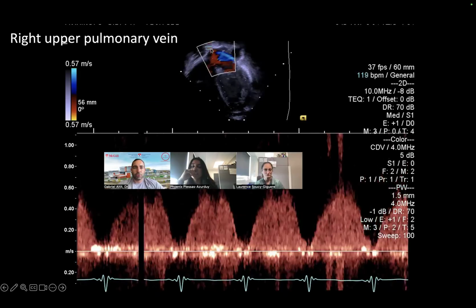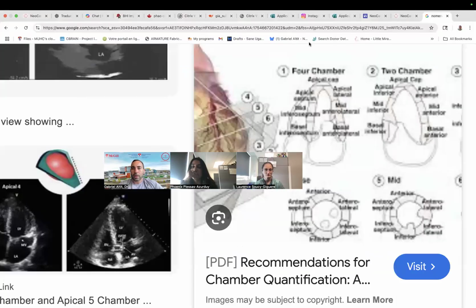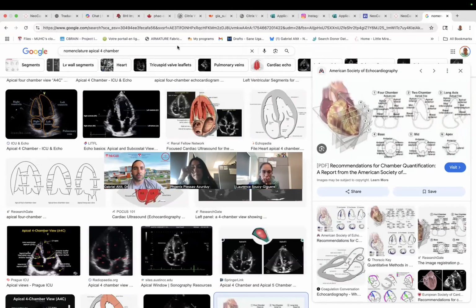So we can also get a view of what I sometimes call here the right upper pulmonary vein, but it depends. I'm just going to show you that it depends where you are in terms of your angle.